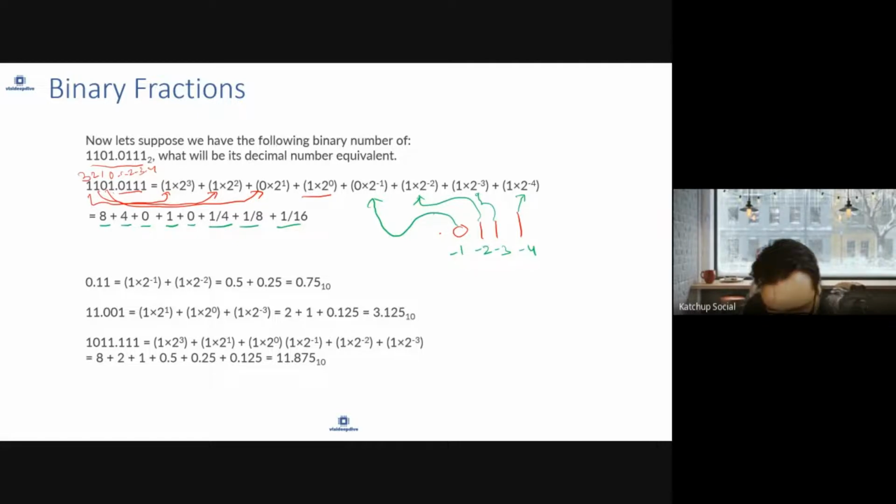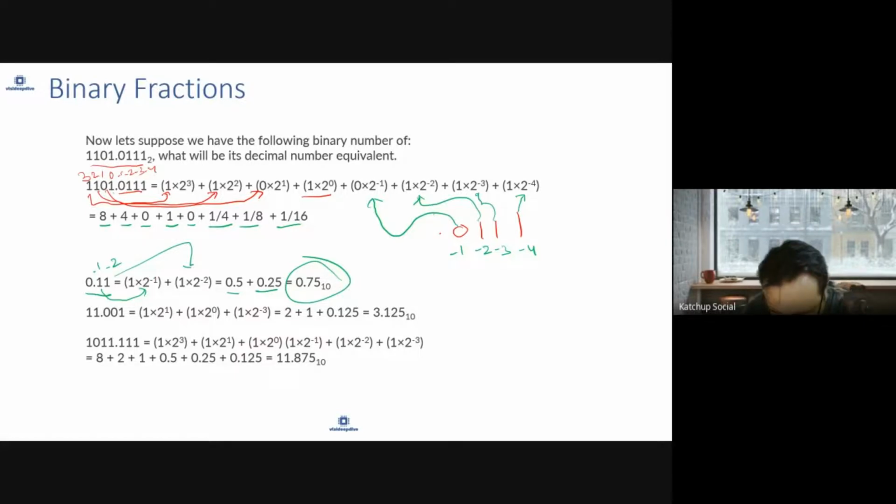Let's take one more example. So this is minus 1, minus 2. So 1 into 2 raised to power minus 1, 1 into 2 raised to power minus 2, so 0.5, 0.25, so the corresponding decimal number is 0.75.